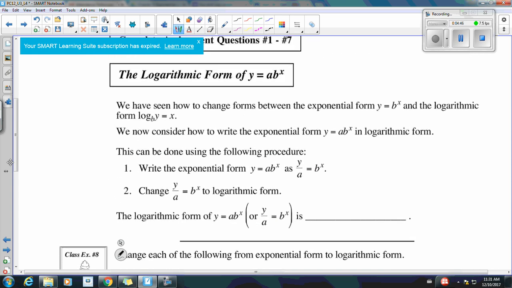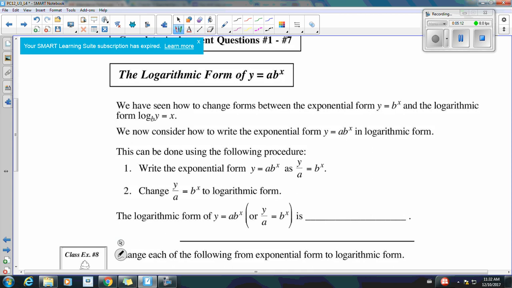So the logarithmic form of y equals a times b to the x. We have seen how to change forms between the exponential form y equals b to the x and the logarithmic form log base b of y equals x. We now consider how to write the exponential form y equals a times b to the x in logarithmic form. This can be done using the following procedure. Write an exponential form, divide both sides by a, and then change.